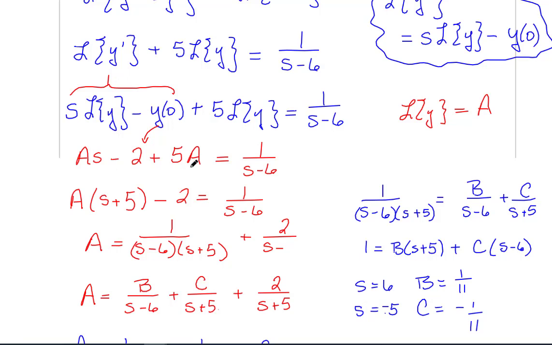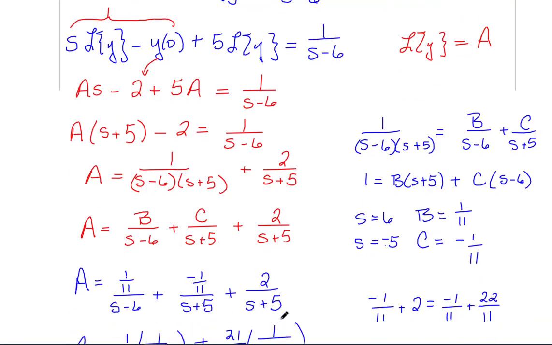All right, I'm going to group the A terms together and factor out the A. Move the 2 to the right-hand side. And at that point, I'm going to divide by s plus 5. So doing all that, I've got 1 over (s minus 6)(s plus 5) plus 2 over s plus 5. All right, so now where are we at? I've got it to this stage. Now I'm looking at this piece.